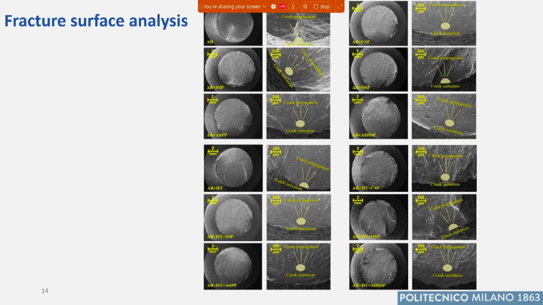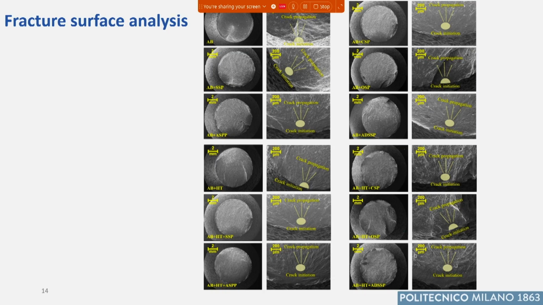These are the fracture surfaces. Here it can be noticed the crack initiation point. AB is the first line, AB plus CP is here, and the other treatments are SSP, over peening, ASSP and ADSSP. And we see that the point of crack initiation is different.